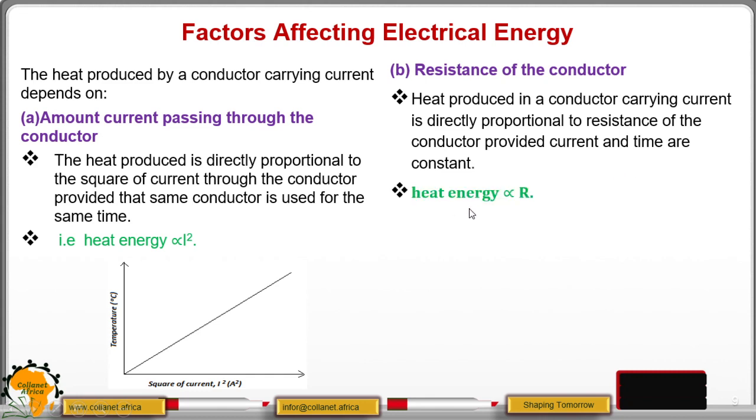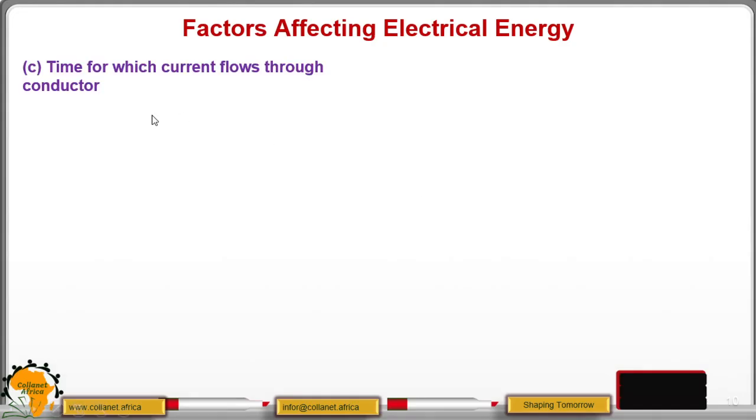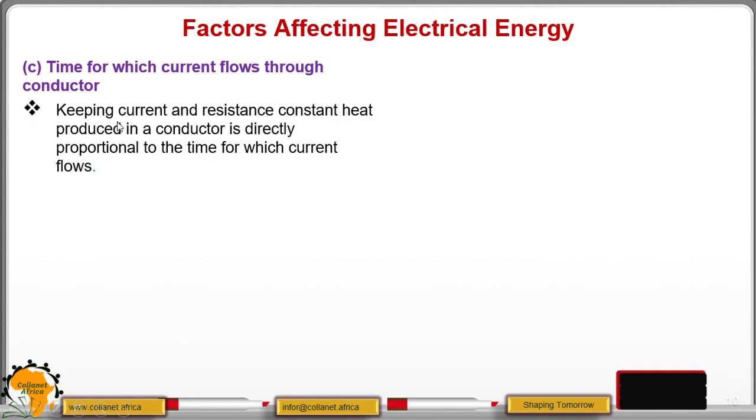So, mathematically, we can say that heat energy is directly proportional to the resistance. Again, when you plot a graph of temperature against the length of the conductor or against the resistance, you'll find that it is a straight line through the origin. Then we move to the third factor, and this is time. So we have the time for which current flows through a conductor.